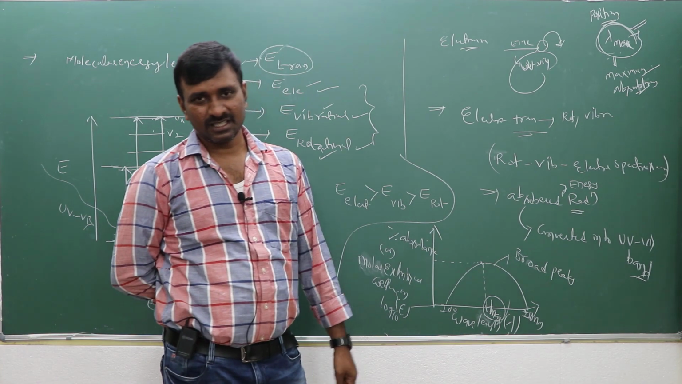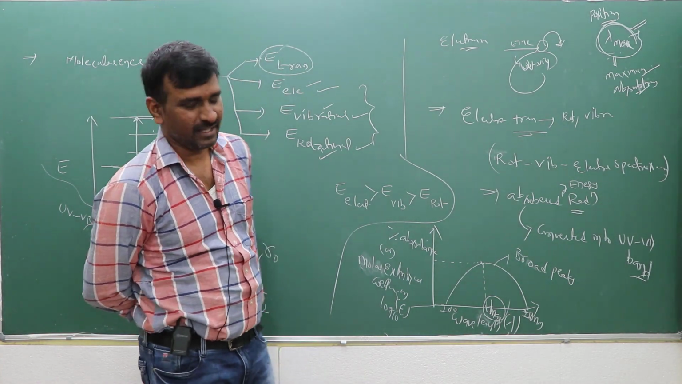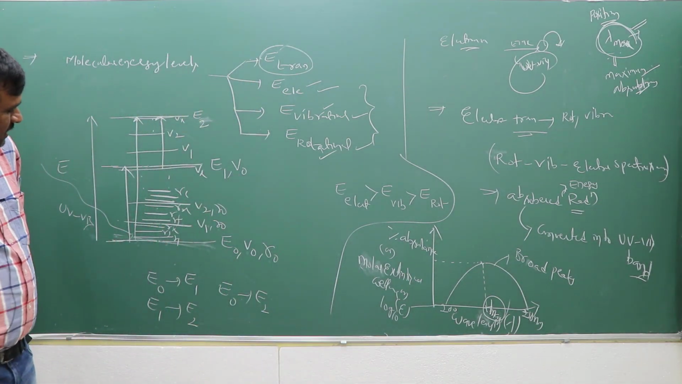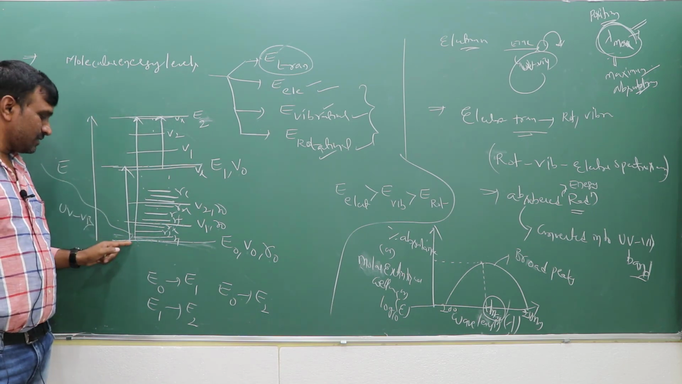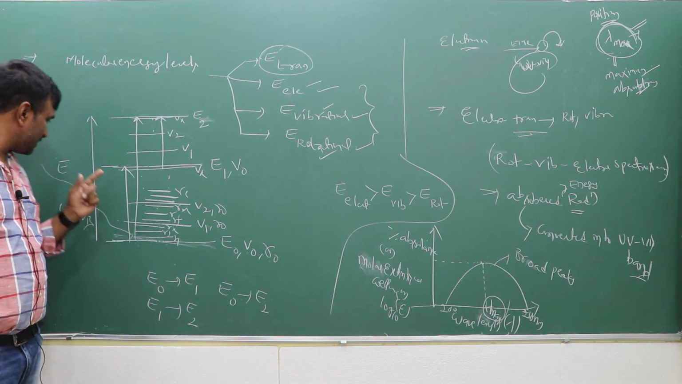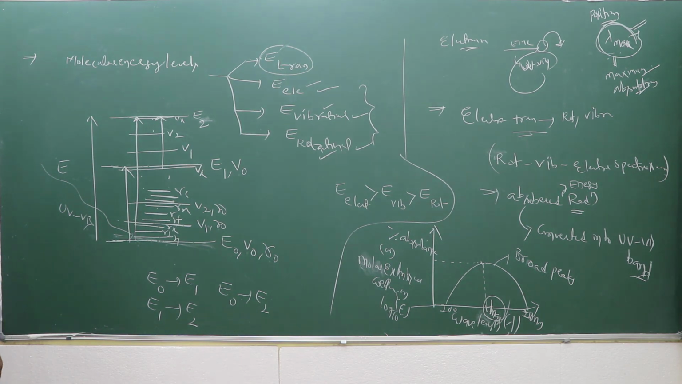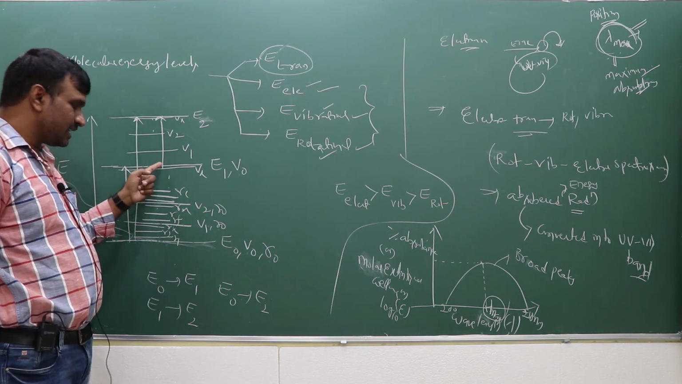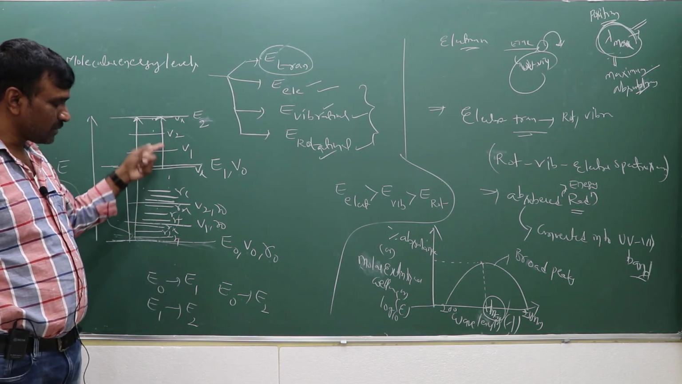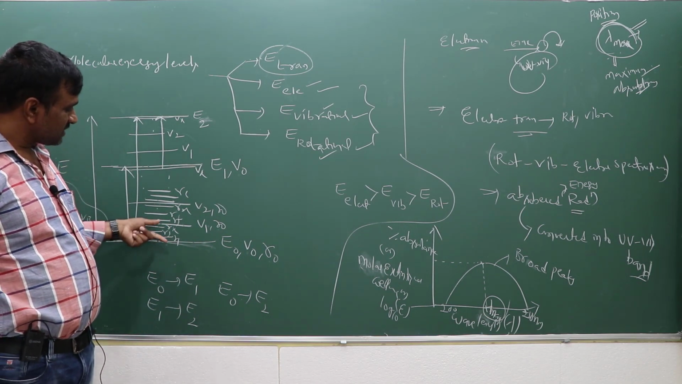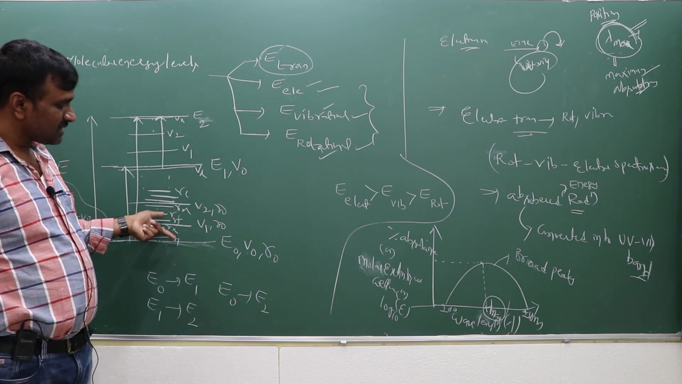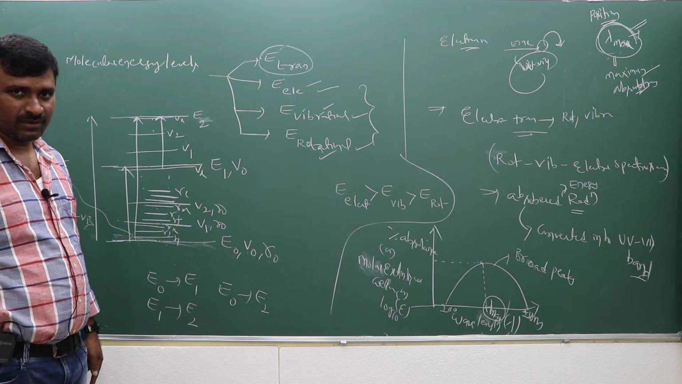Broad peaks or broad signals will appear. Why? Listen. I mentioned that only electronic energy level transitions take place after absorbing UV visible radiation. Electronic energy levels we can identify from the UV visible spectroscopy point of view. Also, this is accompanied with rotational and vibrational levels between these two levels.